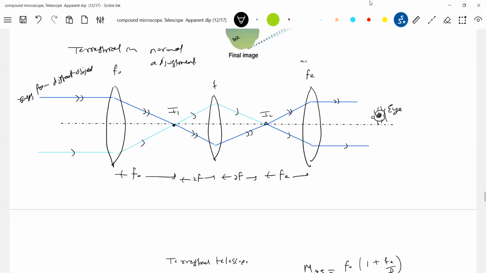Now I am seeing the object clearly and I am relaxed. My eye is relaxed, no strain in the eye. So what is the length of the tube now? The length of the tube will be F naught plus 2F plus 2F plus Fe. What is the problem here? I'm going to lose some. Whenever light passes through a lens, some energy will be lost. Of course the intensity will decrease, but still I get an erect image.